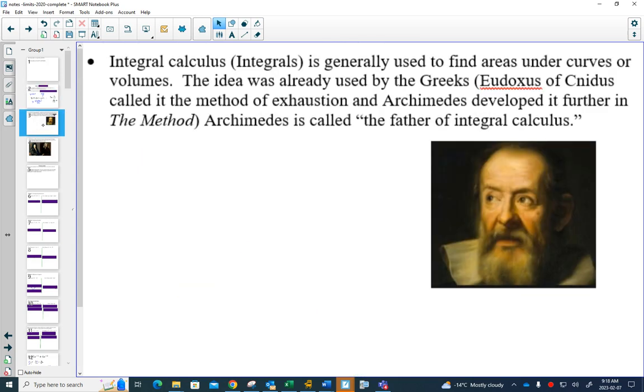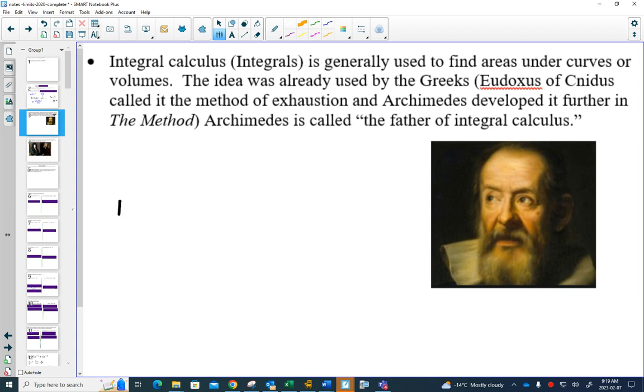Here is some history. Integral calculus was used by the Greeks. And one of the most famous mathematicians of all time is the Greek mathematician Archimedes. He called his integral calculus the method of exhaustion. Doesn't that sound like you just can't wait to get into integrals? No, it's not that tiring. But his integral calculus is dealing with areas under curves.